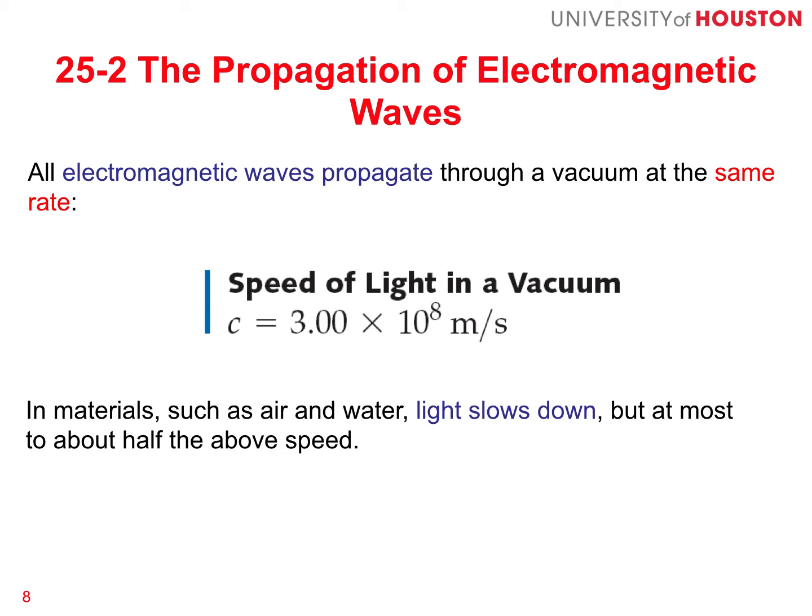All electromagnetic waves propagate through a vacuum with the exact same speed. That speed we refer to as the speed of light in a vacuum, and it is 3 × 10^8 meters per second. When electromagnetic waves pass through other materials such as air and water, this speed slows down, and it can slow down by up to half the speed in a vacuum.